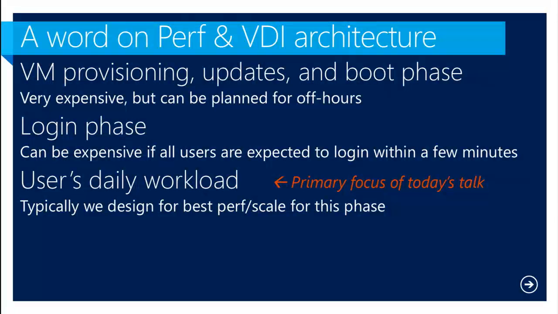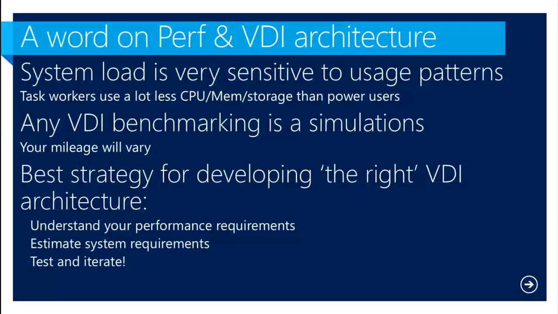The login phase is also pretty expensive. If you expect, for example, a task worker environment where everybody's supposed to log in at 9 a.m., you have 2,000 users, you're going to put a lot of stress on your storage. And then after that, it's your daily work period, the 8 or 10 hours. Typically, or more commonly, we focus on optimizing for that type of workload, so that when people are logged on, the system is performant for the thousands of users that it's hosting. The system load is very sensitive to usage pattern. Task workers, for example, need less CPU and generate less I/O than power users.